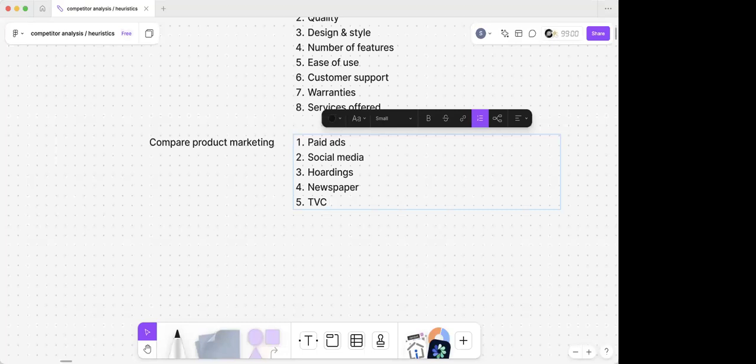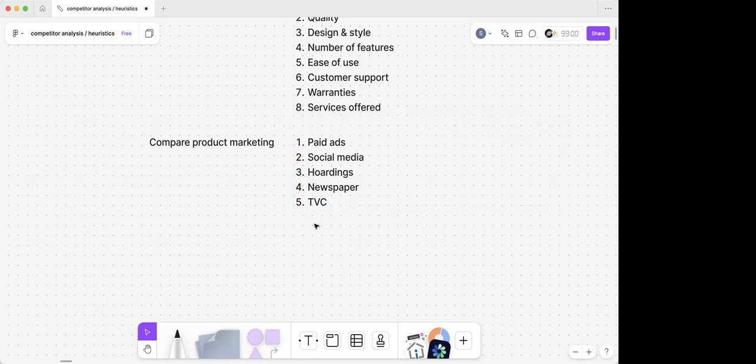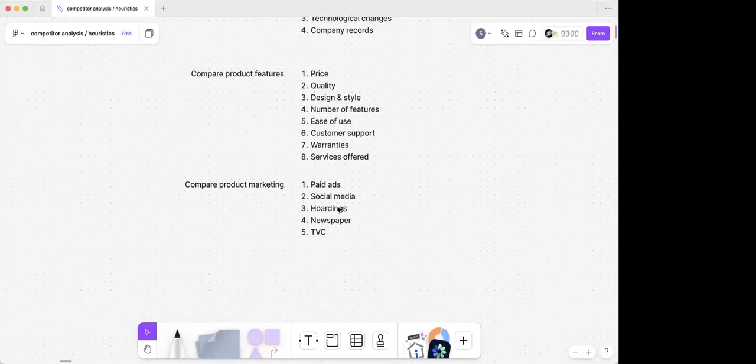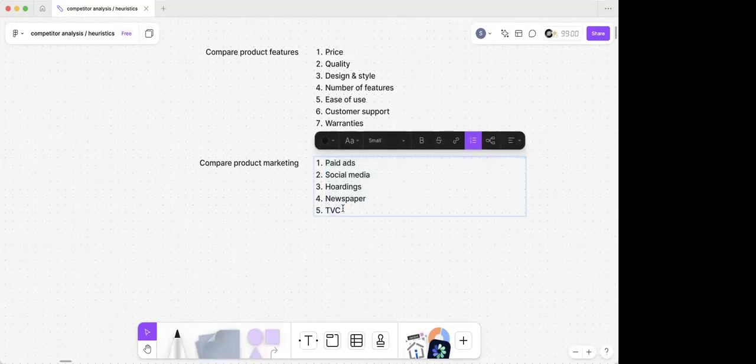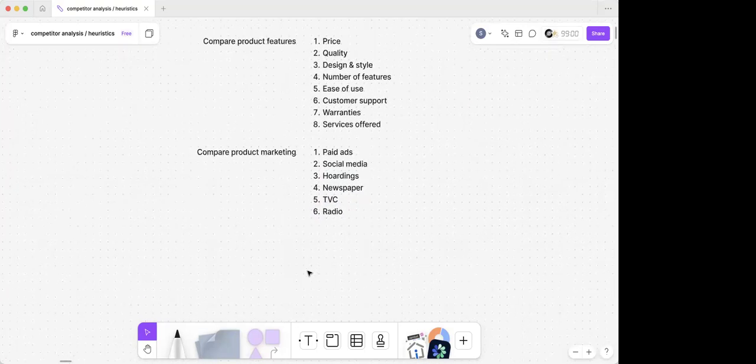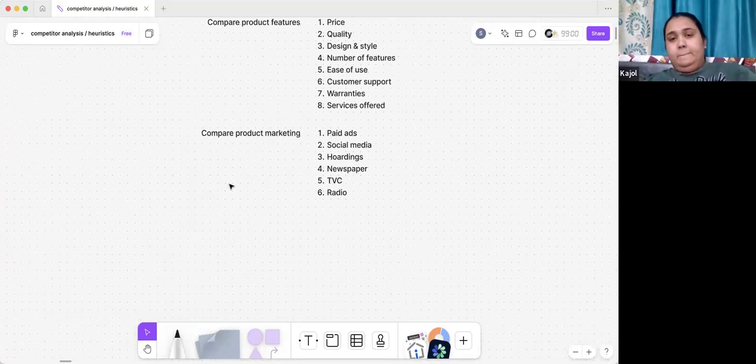Commercial ads, again, that can also come under paid ads, but anyway, newspapers also run ads, right? Great. TVC, then radio also maybe you can put it. Nowadays I don't think anyone listens, but sometimes radio is played in the car, so okay. Or Spotify and all those platforms, right? Yes. All right.